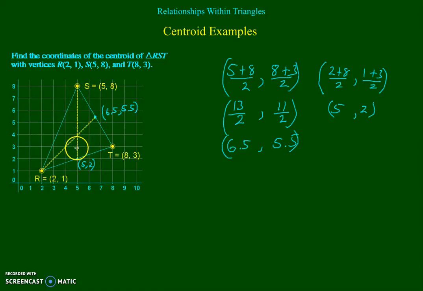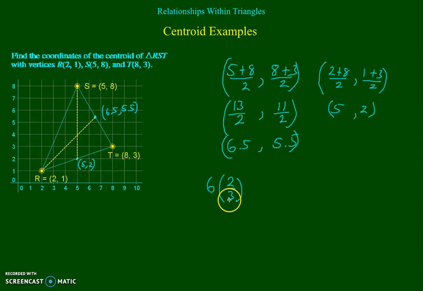And the reason that this makes it easier is because we just take a look at the length of this line. It's 8 minus 2, which is 6. So this line is 6 units long. And we know the centroid is 2/3 of the way down. In other words, this segment is 2/3 of this whole median. So that's all we really have to do: take the length of the segment, which is 6, and multiply it by 2/3. Because we know that this piece is 2/3 of the overall.